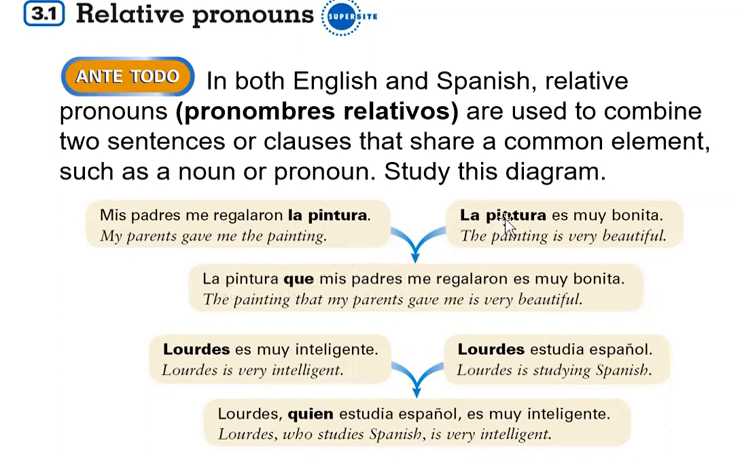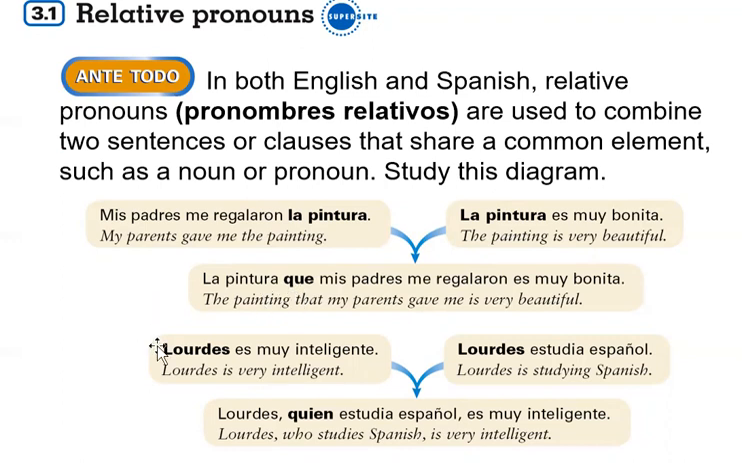But we already had another sentence with la pintura es muy bonita. And we can finish that sentence here. La pintura es muy bonita. All we did was interrupt it by putting some more information about that same painting, because we already had more information about that painting in another sentence. So, la pintura que mis padres me regalaron es muy bonita. The painting that my parents gave me is very beautiful. So we put both elements of each sentence into one sentence by linking it with the word que.